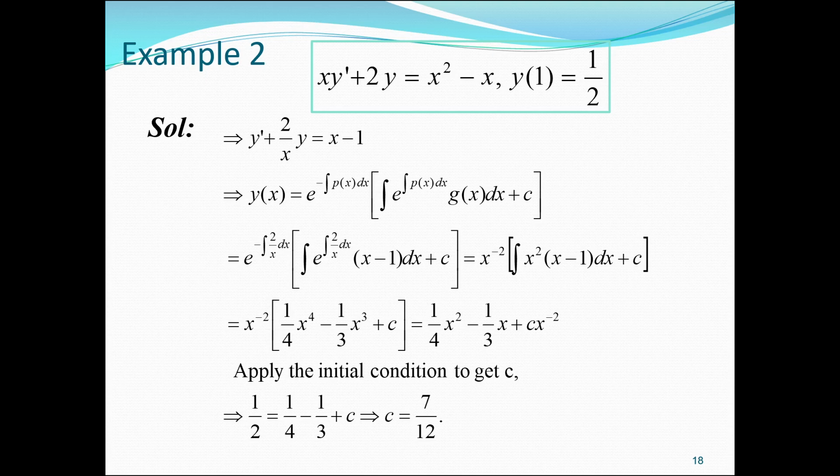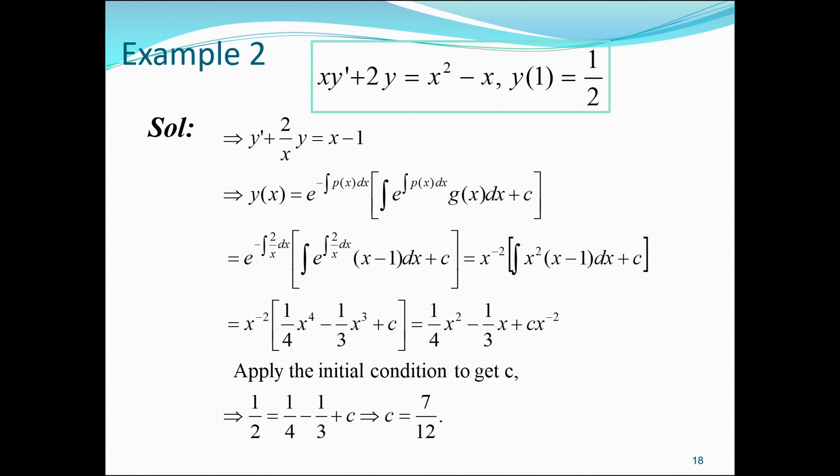We apply the same formula, y of x equal to e power minus integral p dx into integral e power integral p of x dx, g of x dx plus c. Here p value is 2 divided by x. So e power minus integral 2 by x dx into integral e power integral 2 by x dx into g of x, where g of x is x minus 1, dx plus c. So finally we get the answer 1 by 4 into x squared minus 1 by 3 into x plus c into x power minus 2.